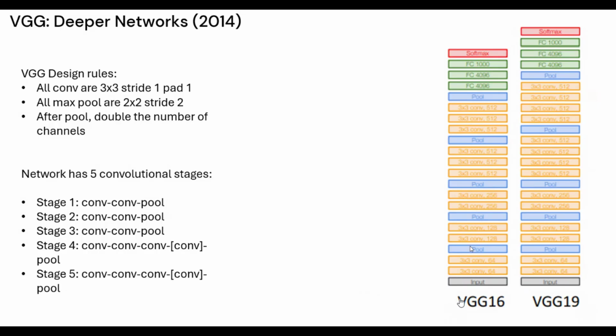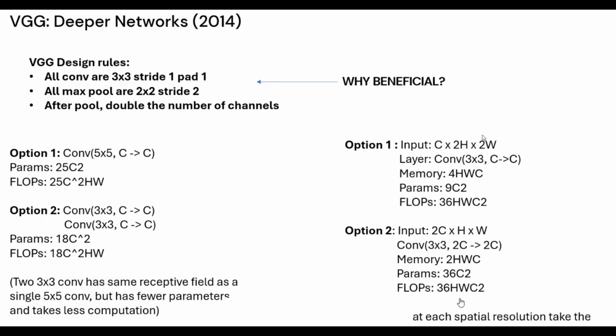Stage 1 was conv pool, and stage 2 was again conv pool. Stage 4 was conv four times and then pool, and similarly in the 19 layer network as well. So now let's check how these design rules are beneficial for us.